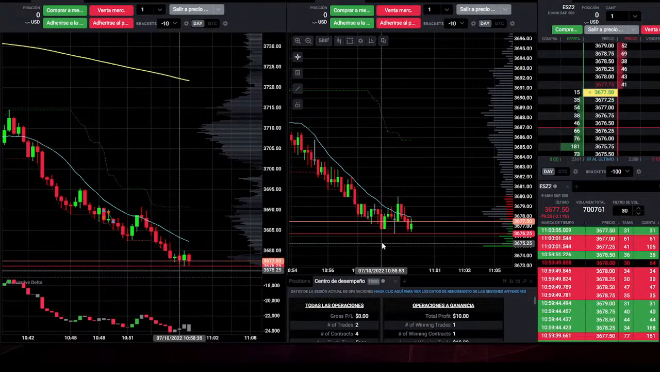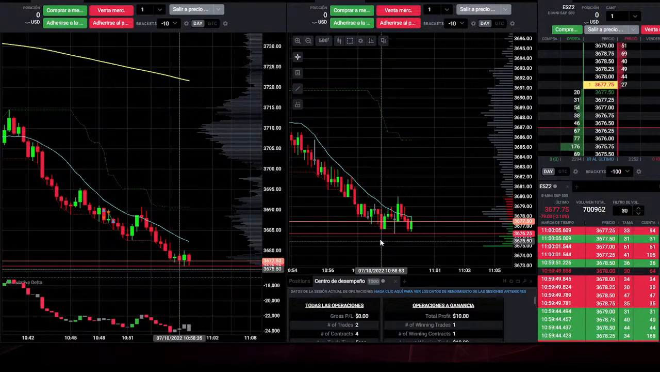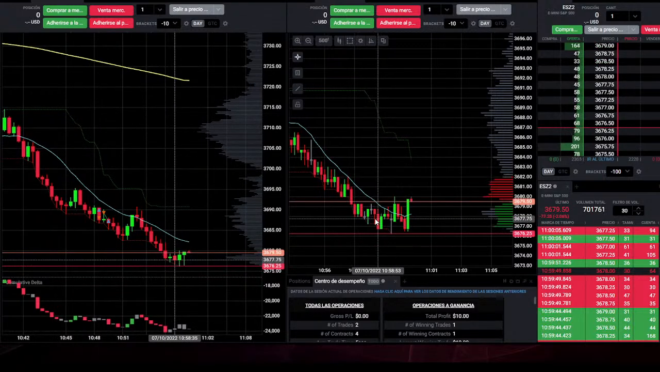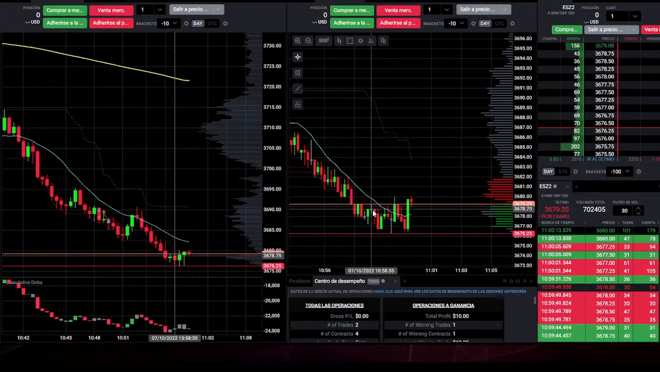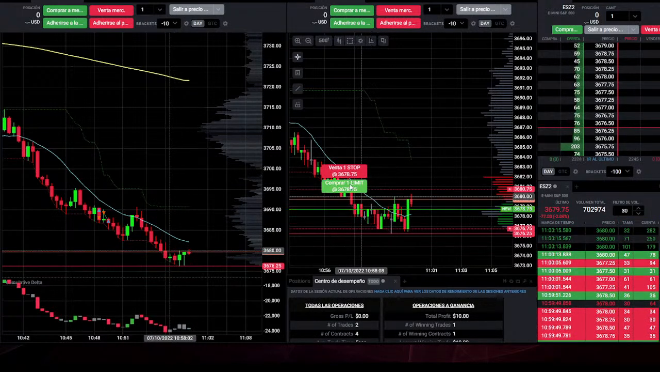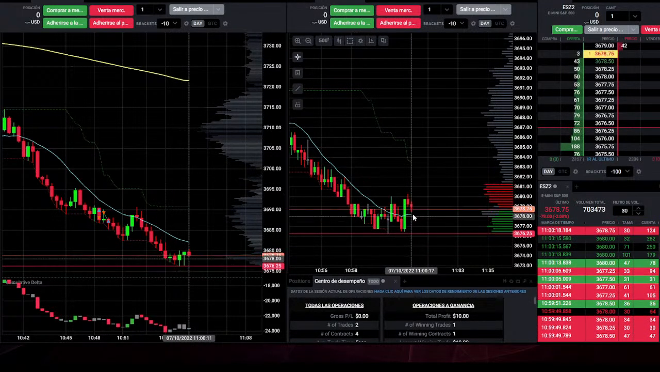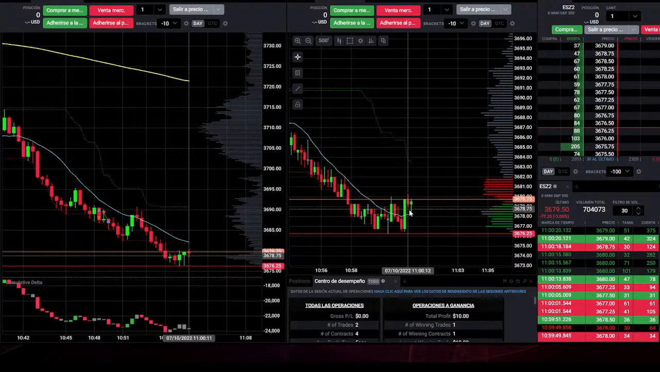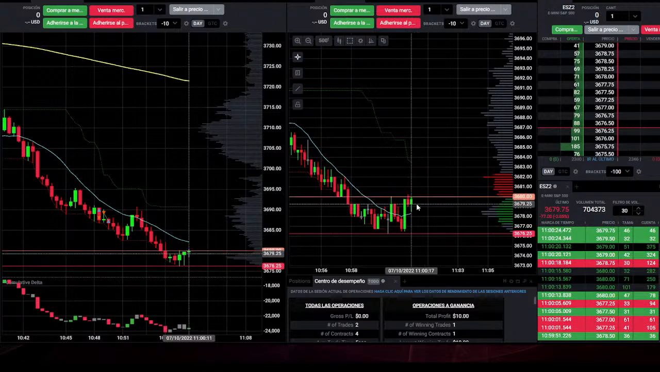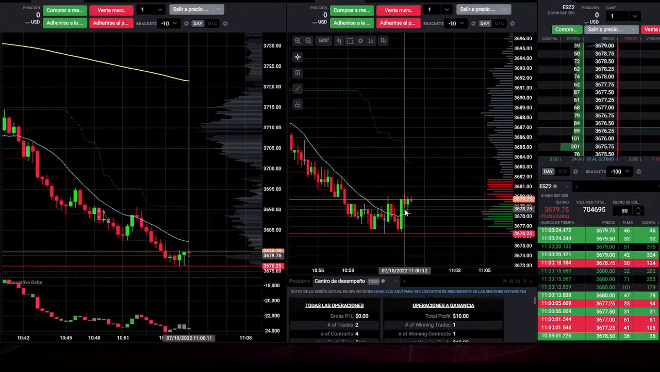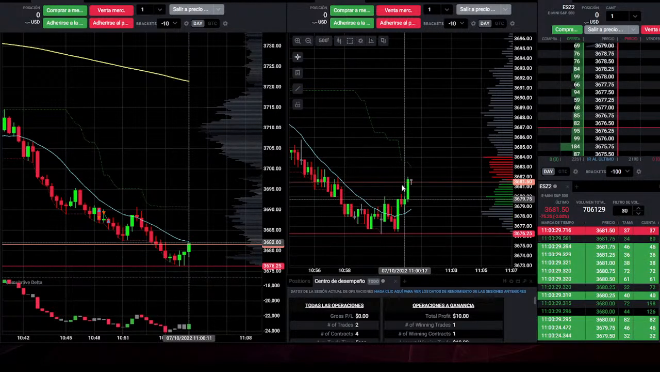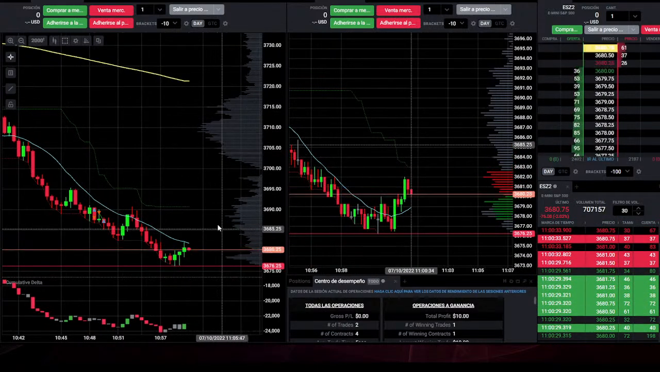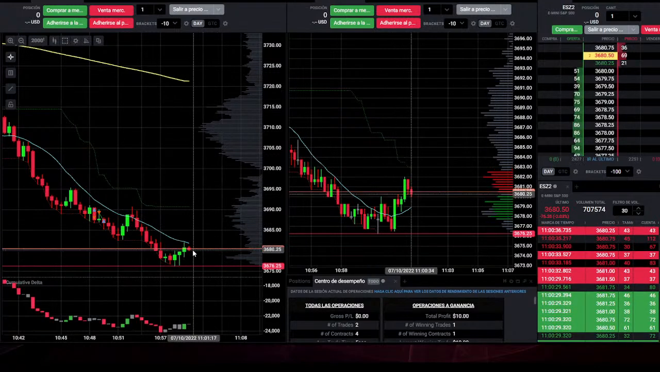Going down, trying to keep it, trying to keep it. Let's see. I want to see. Okay, it's nice. Perhaps it could go to the downside. Yeah, it's going there, doing the pullback. It will probably go a little bit higher.